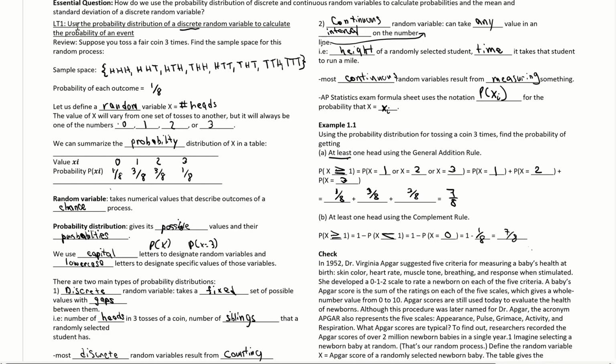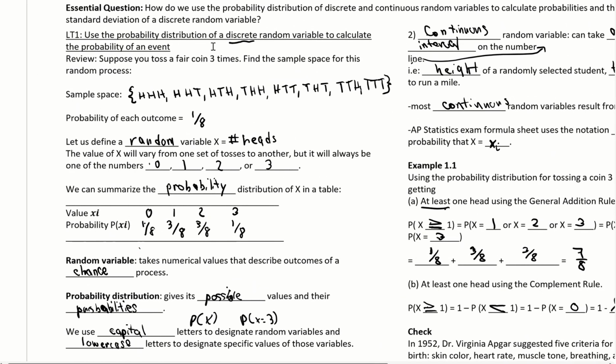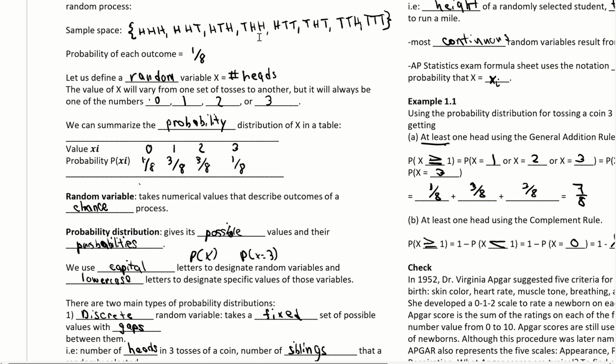We had talked about learning target number 1, which is about probability distributions of a discrete random variable. Discrete means that you're looking at whole values or gaps between values, right? So you're looking at a fixed set of values. Here we have a sample space for tossing a coin 3 times. There are 8 possibilities, three heads, 3 tails, and anything in between. And the probability of each outcome is 1/8.